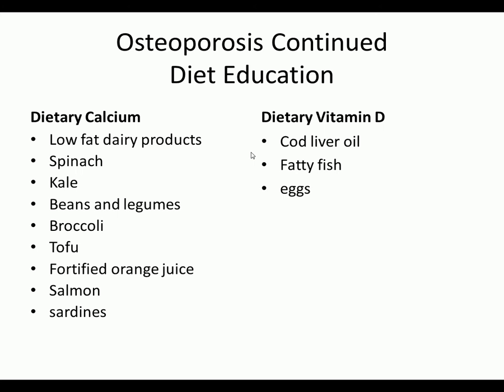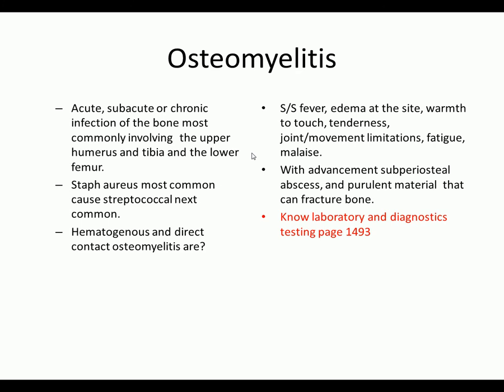Now let's talk about osteomyelitis. I'm just running through these real quickly. I expect you to have read your chapters. Osteomyelitis is infection of the bone. It has 3 categories. It can be acute, subacute, or chronic. Acute usually happens more in the children and younger adults.